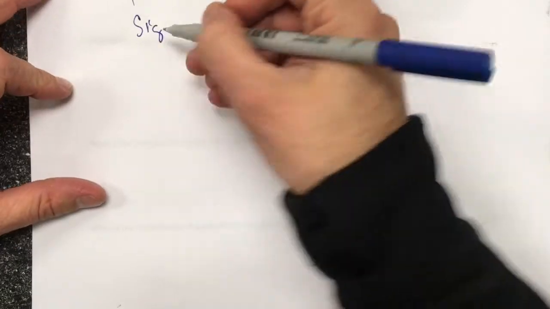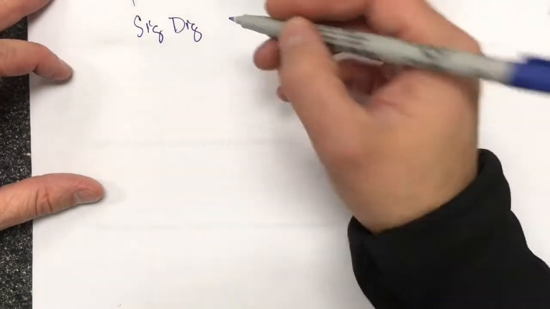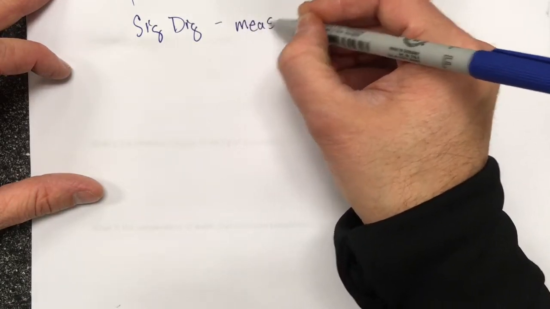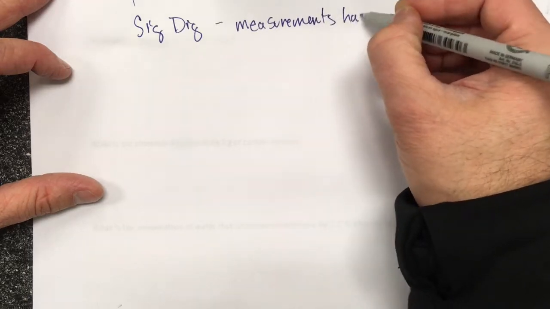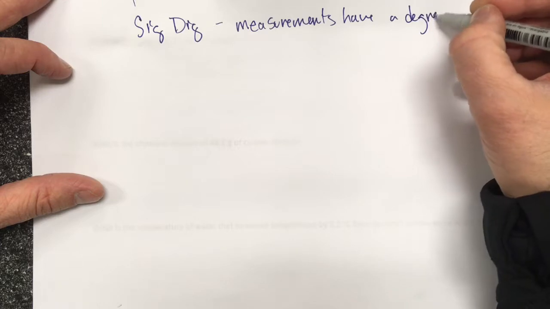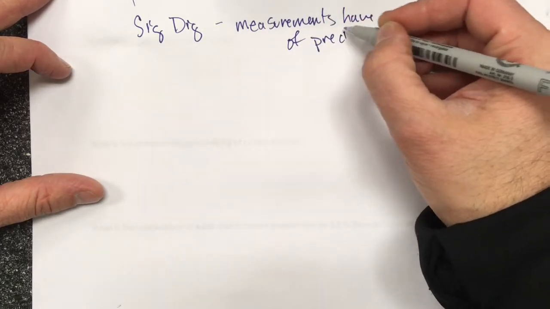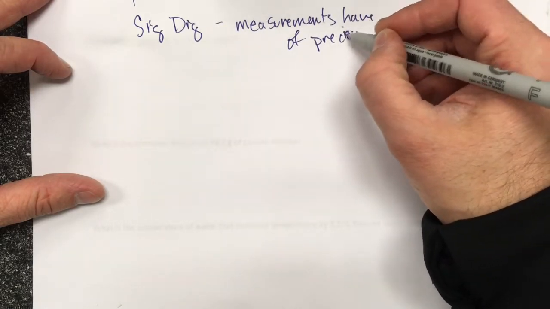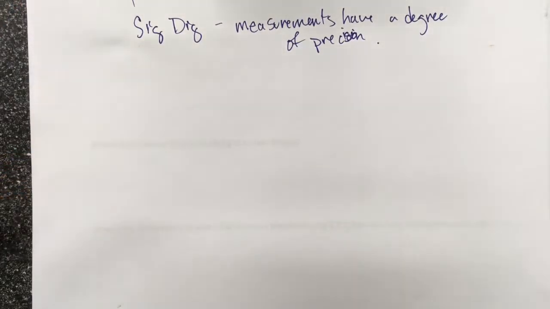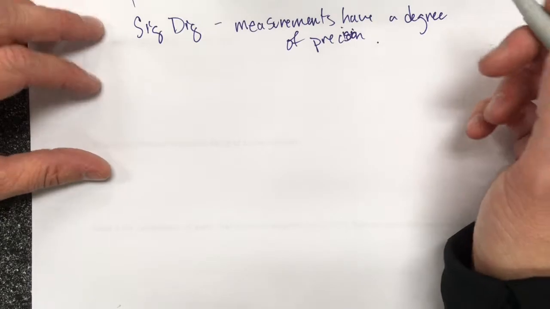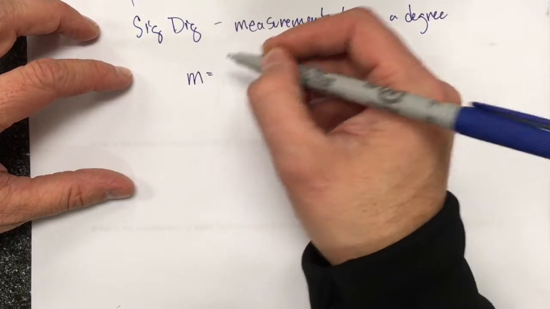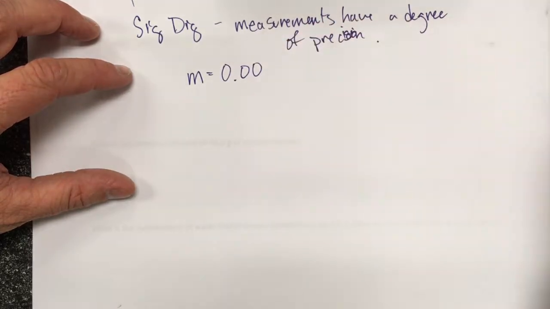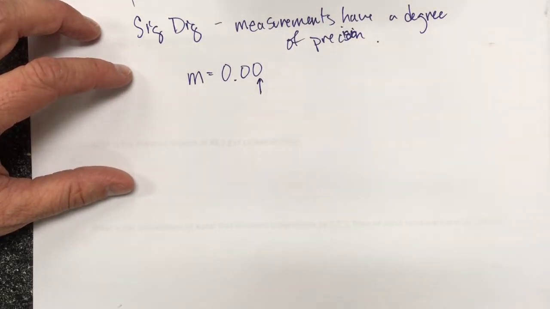Significant digits are really an important concept when you're doing calculations in science. Significant digits, or SIGDIGs as we often abbreviate it, have to do with measurement. Measurements have a degree of precision, and different scales have different numbers of decimal places, I guess, is the simplest way for me to think about it. In our chemistry class, our scale can read to 0.00, so it's accurate to a hundredth of a gram, which is quite accurate.